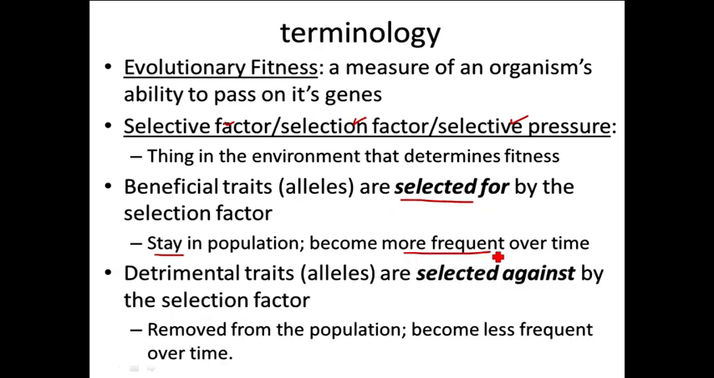Detrimental traits, or ones that are not beneficial, are selected against. That means that they are removed from the population, and as a result they become less frequent over time within that population.